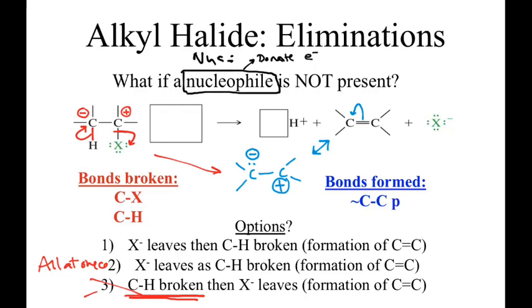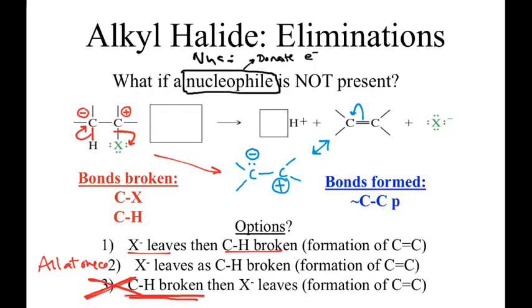Which means, just like with our substitution reactions, we're going to go down to 2 possible ways that our elimination reaction can occur. So we're going to look at our halogen leaving and then breaking the carbon-hydrogen bond. Once our halogen has left, it'll be a little bit easier to break that carbon-hydrogen, because then we're trying to stabilize a carbocation. So it makes more sense. Or we could try and do it all at once.